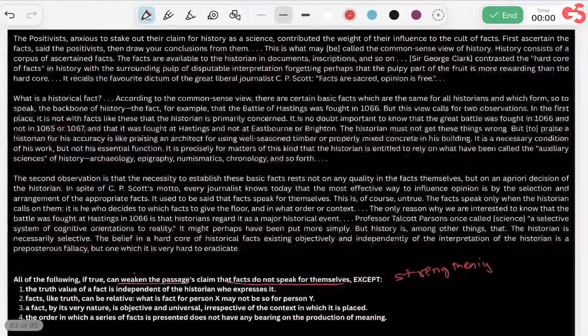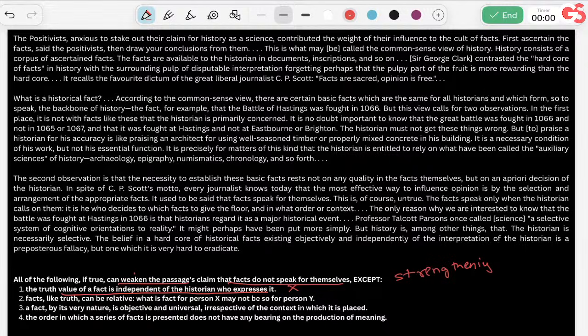The first one says, all of the following, if true, can weaken the passage's claim that facts do not speak for themselves except. So basically, we need to look at the option that is strengthening. देखते हैं. First says the truth value of a fact is independent of the historian who has. बिल्कुल गलत बात है. इस बात को मैं 2-3 बार बोल चुका हूँ. गौरव, अच्छा ठीक है, समझ गए लास्ट 2 लाइन्स. I think you kind of understood that.